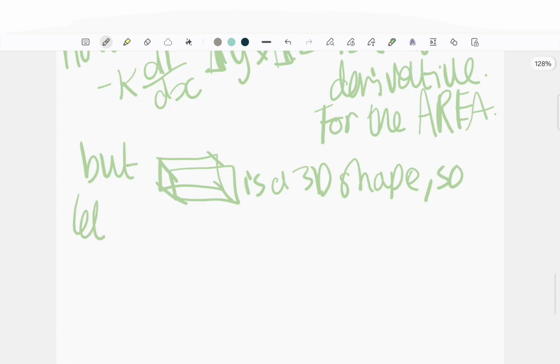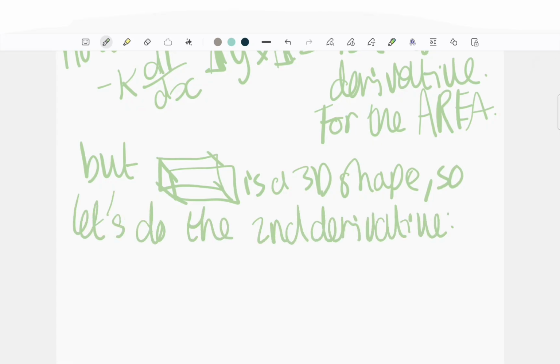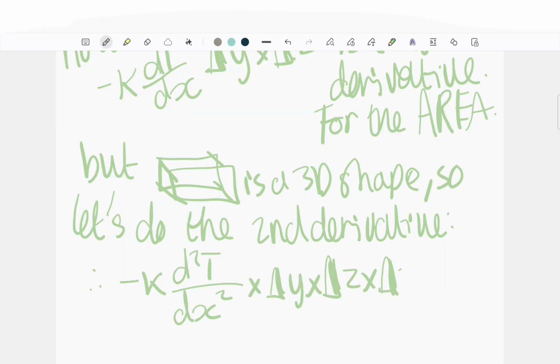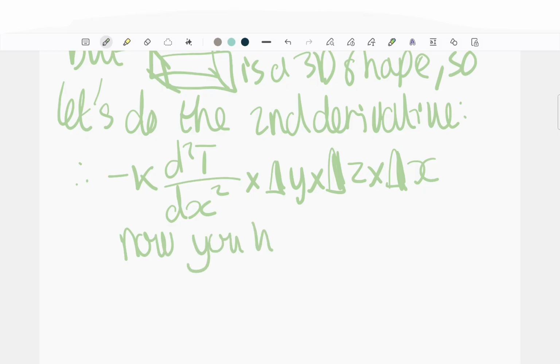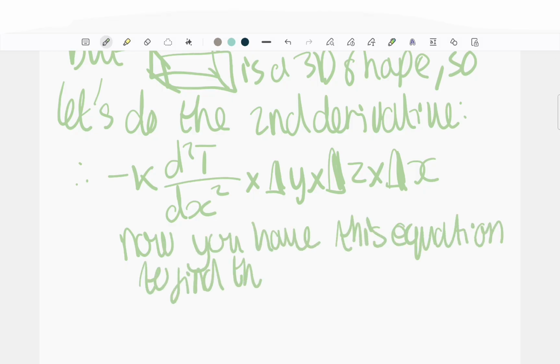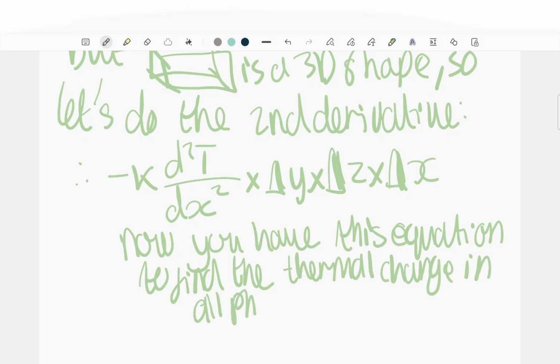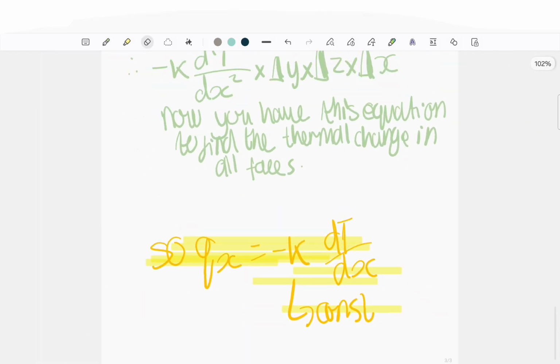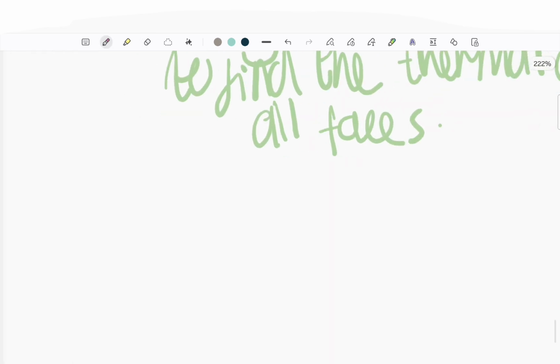So finally, here you would use the second derivative to find the heat flow through all the faces of the cube. As we're just given dT over dx, you can just add the squared on it and also multiply it by x, as that is the side which isn't included as well.